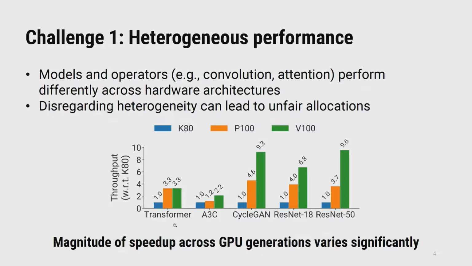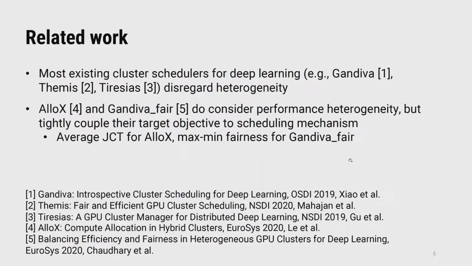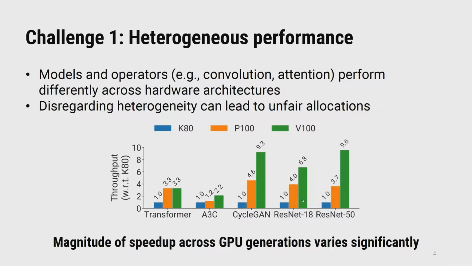Here is the comparison of the performance that they did. Basically, if you look at some models like the Transformer, when you change the GPU type from K80 to P100 or V100, it only has a 3 times improvement of the throughput. But other models, like ResNet-50, can go up to 9 times throughput increase. So a different model running on different hardware could end up with a different improvement of the throughput, and you actually have to consider all of them.